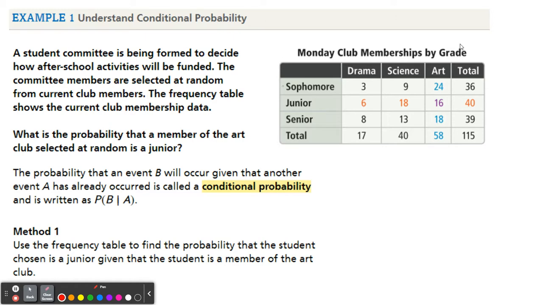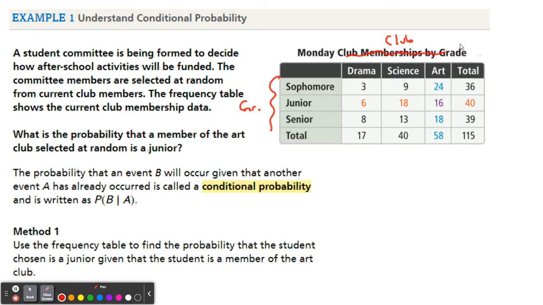It goes horizontally. So these are your grade. And then it goes vertically. Not this last. This last is the total column. So it goes vertically. And these are the clubs that they're involved in, right? The club. Okay? So each cell represents an and situation. So this 3 are sophomores and in drama, right? Sophomores and drama. This 36 is the total of sophomores. This 17 is the total of drama. And this 115 is the grand total, right? This is the grand total.